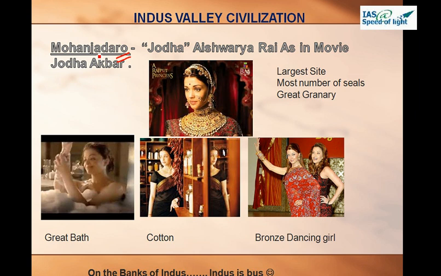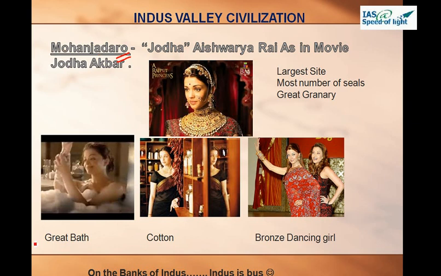Jodha Akbar. Now Mohenjo-daro is equal to Jodha Akbar. Now see the picture of Aishwarya Rai when she was acting in that movie Jodha Akbar. So our picture for Mohenjo-daro will be Aishwarya Rai or Jodha. Okay, so now we have the picture of Mohenjo-daro with us, and now let's attach whatever information we want to attach with that particular picture.